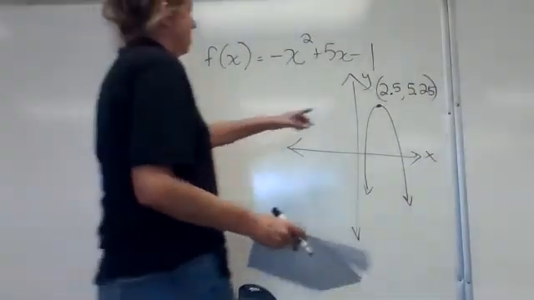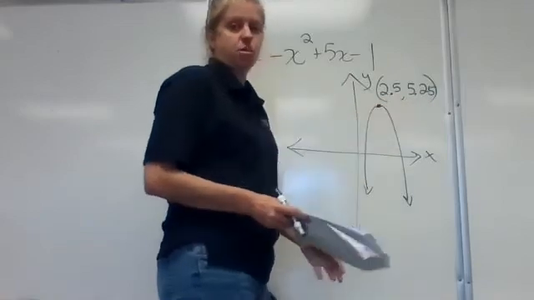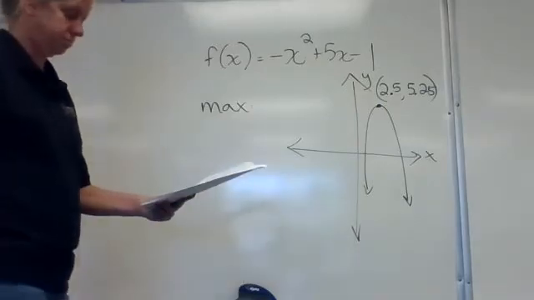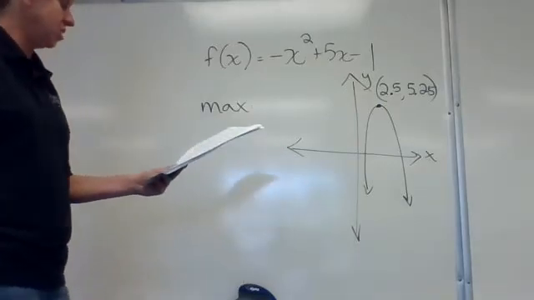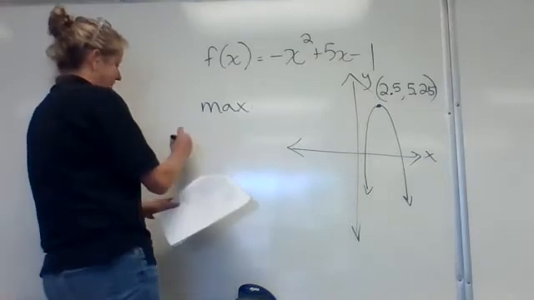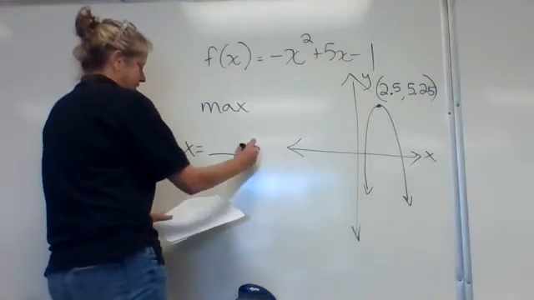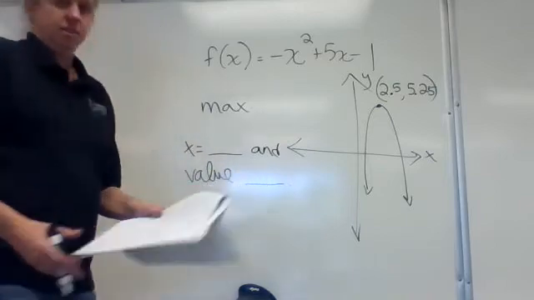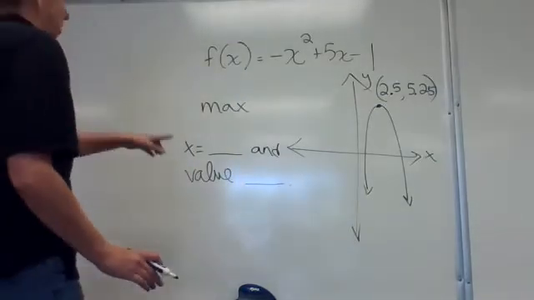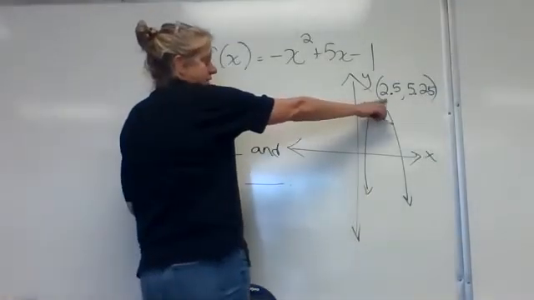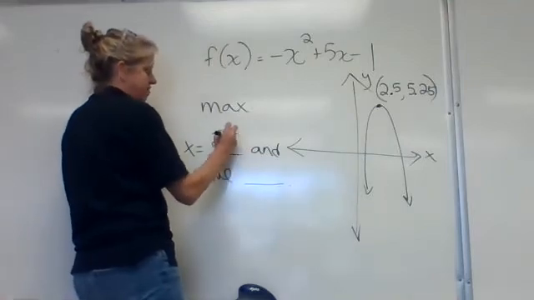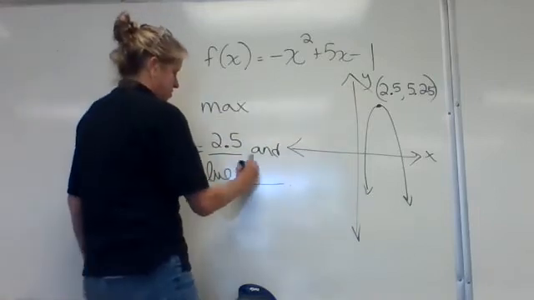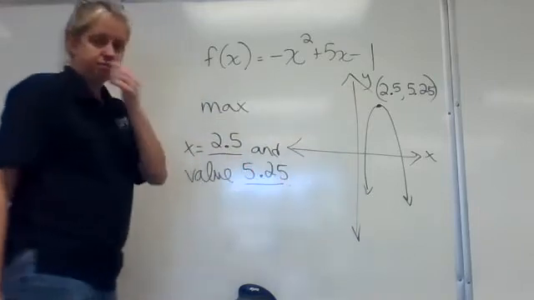So does this one have a maximum? Is its vertex its maximum or its minimum? It's at the top, which means it's its maximum. It says the relative maximum occurs at x equals blank and has value blank. So let's see, it actually even tells you, okay, what's the x at the maximum? It occurs at 2.5. Value always means y. So 5.25.